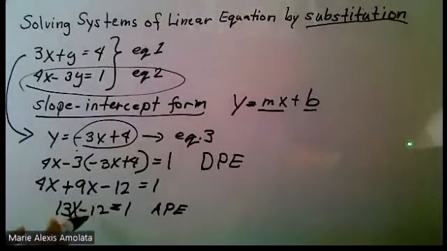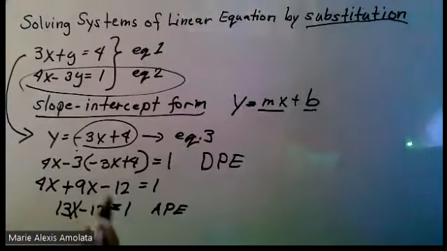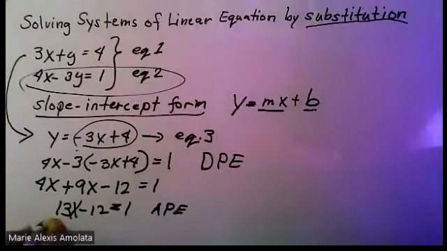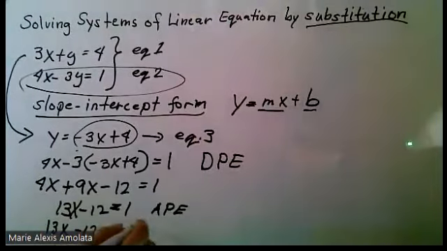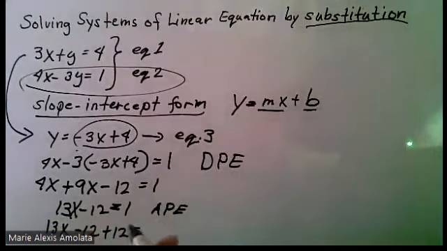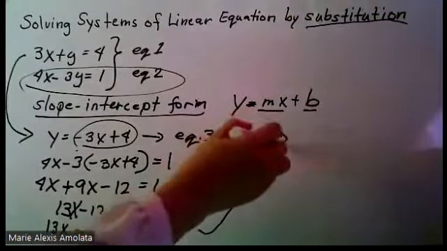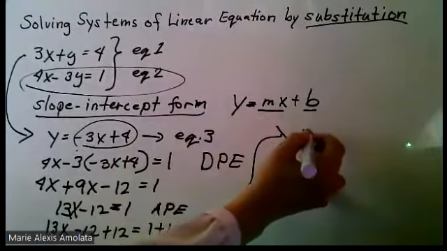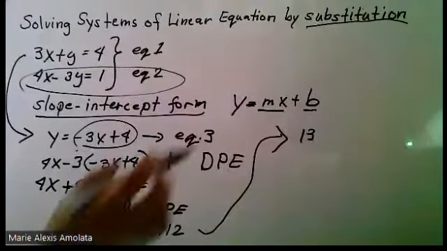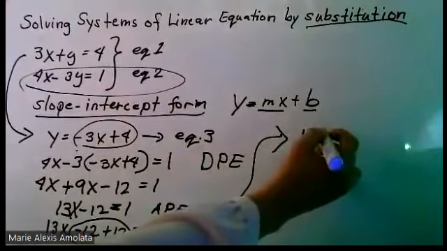So, gagamit tayo ng addition property of equality. Para ma-remove itong si negative 12, mag-a-add tayo ng plus 12. Okay? So, ganito siya: 13x negative 12 plus 12. And then kung ano yung ginawa mo dito sa left side, yun ang gagawin mo sa right side of the equation. So, magdadagdag din tayo sa 1 ng 12. Okay? And then, 13x, then ito siya, 0 na. Then 1 plus 12 is 13. Okay?